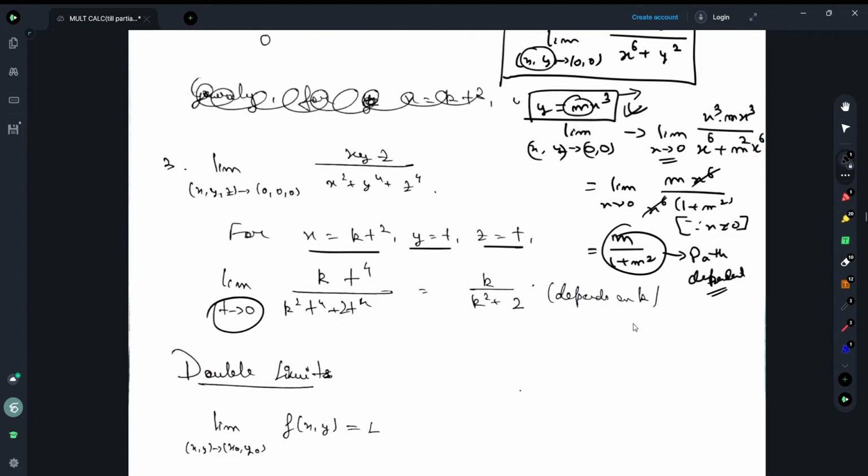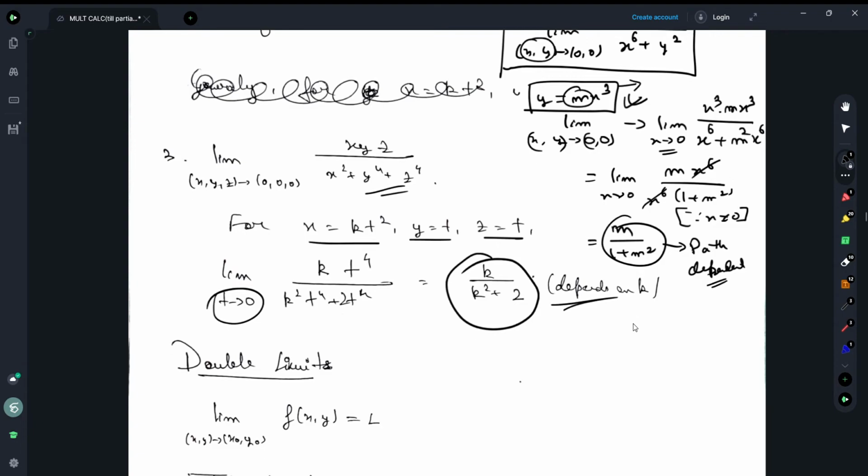t to the power 4 cancels out because t is not equal to 0, and the value of the limit comes out to be k over k square plus 2. Thus this particular limit also becomes path dependent, hence does not exist. Is it clear? Is this particular concept clear? Okay.